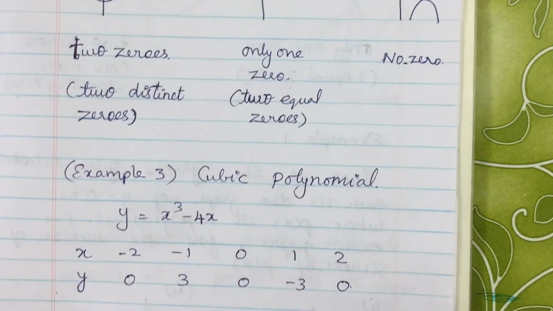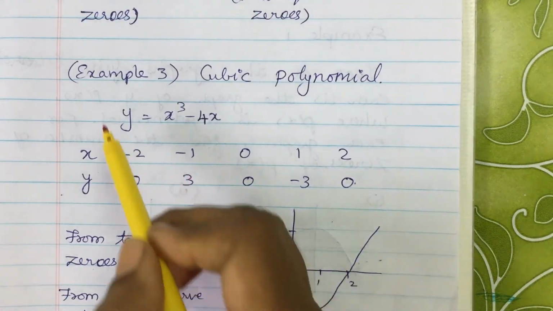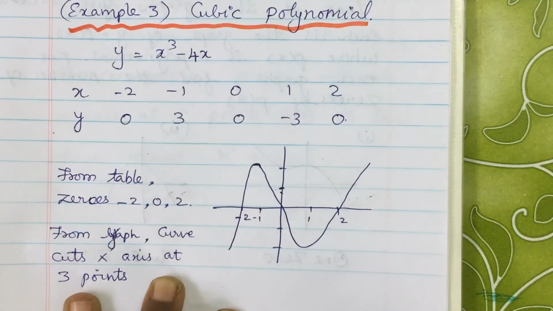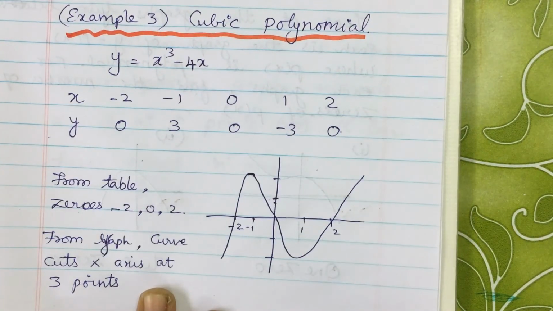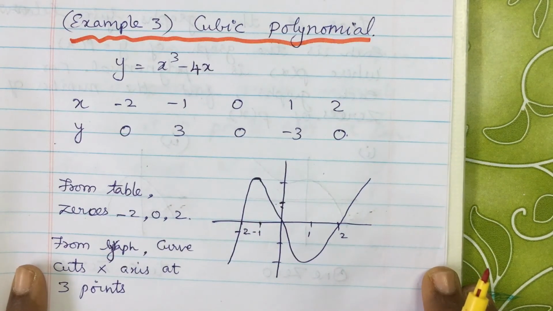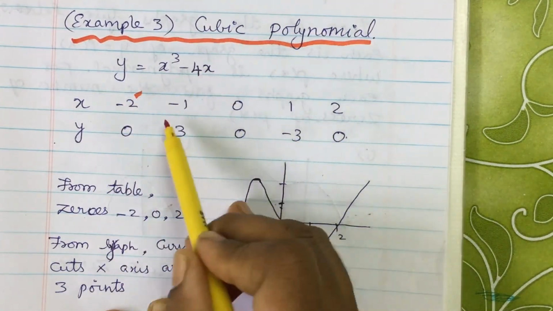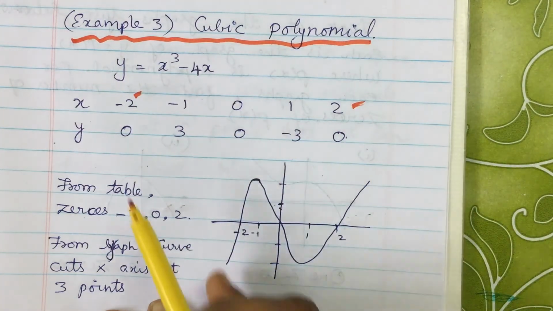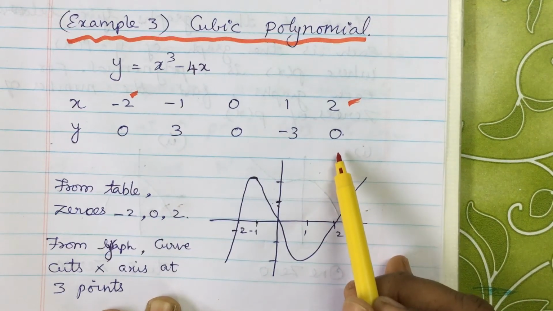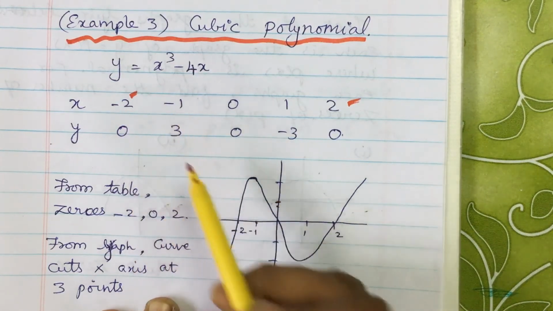And coming to the third example, this is a cubic polynomial. So y is equal to x cube minus 4x. Okay, y is equal to x cube minus 4x. So here I have substituted x values from minus 2 to plus 2 and observed the y values on substituting in the given equation. After calculating the y values, I mark these points on a graph.